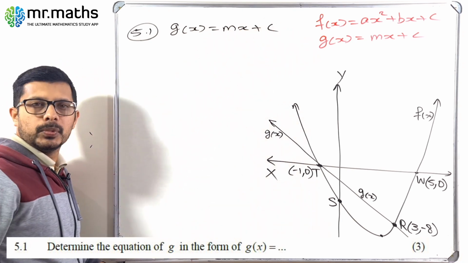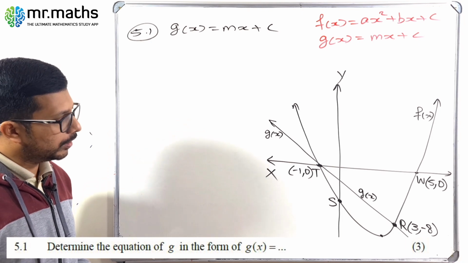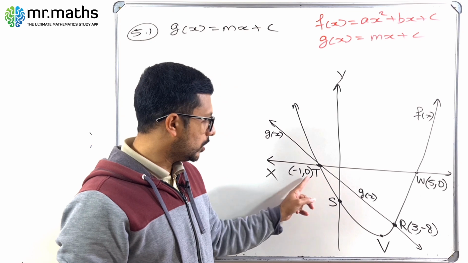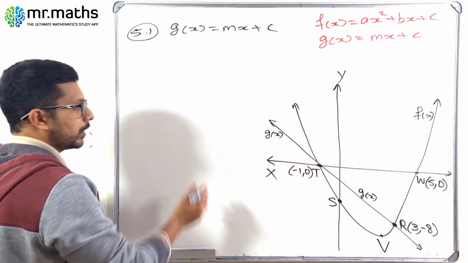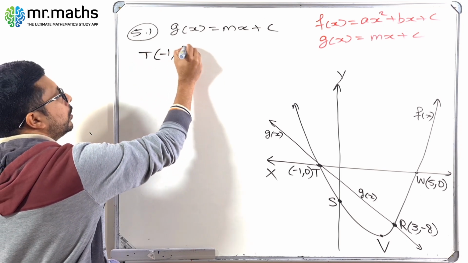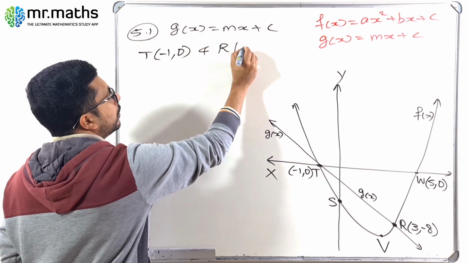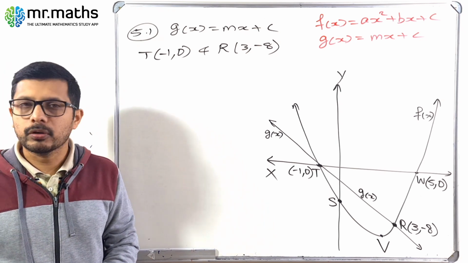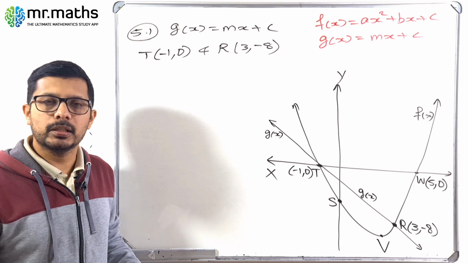And here what is m? M stands for the gradient. So here how can you find the gradient? Yeah, we know 2 points on that straight line. Am I right? One point is T minus 1, 0, and the other one is R 3 comma minus 8. So what are the 2 points? T minus 1 comma 0 and R 3 comma minus 8. Both of these points are on that straight line. Okay, so we can take those 2 points to find the gradient.